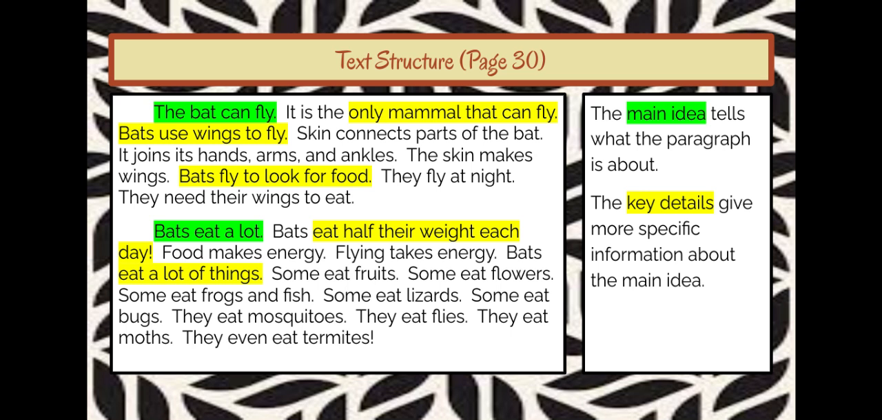What color is that coded in your book? The green highlighting shows the main idea. The main idea tells what all the sentences are about. What color is used for the key details? Yellow highlighting shows the key details that support or tell more about the main idea.